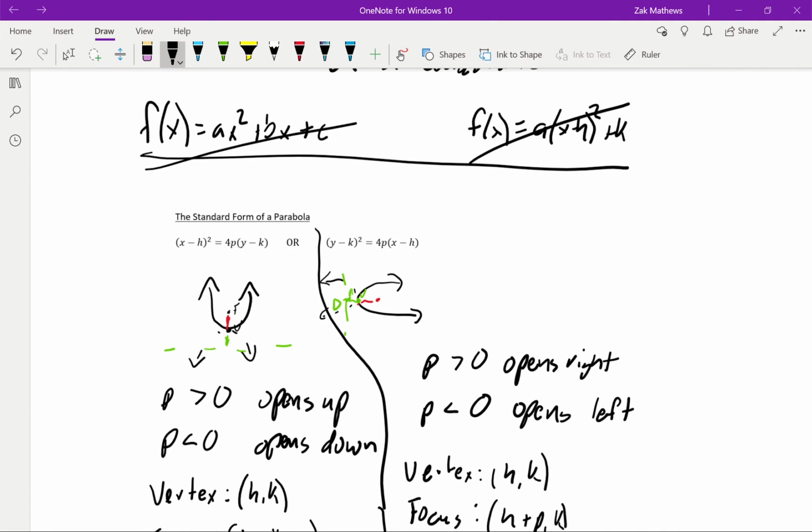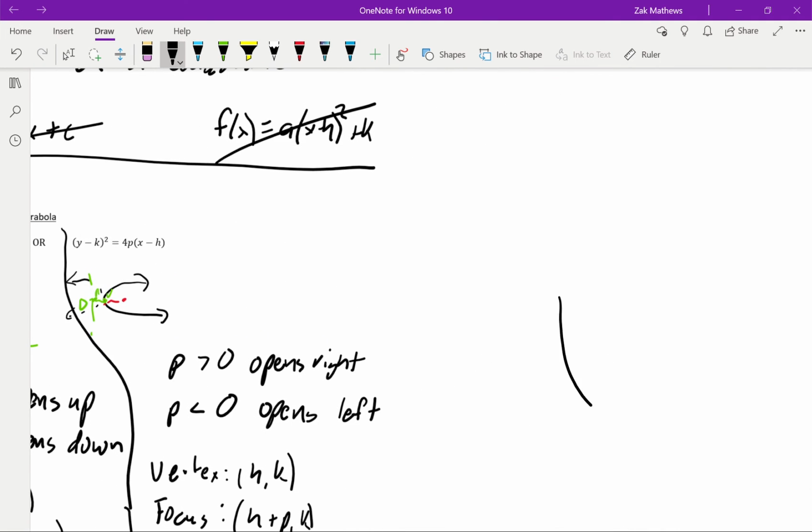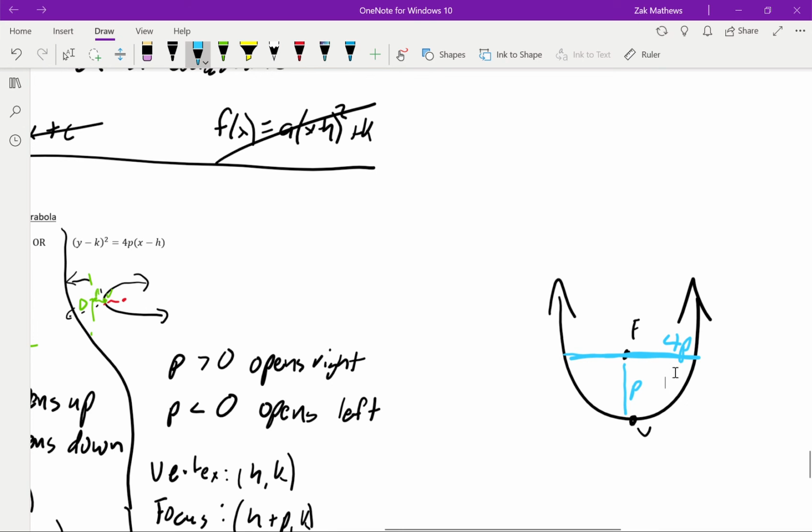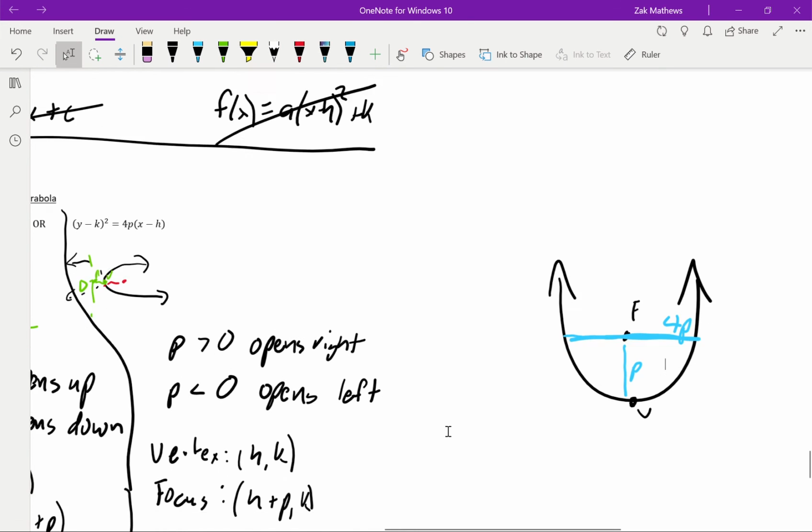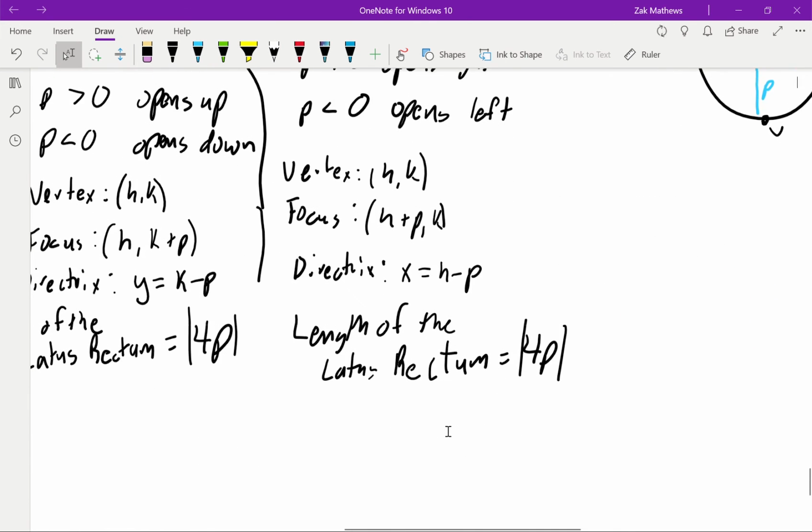So again, let me draw a bigger parabola off here to the side. We have our vertex, wherever that might be. We have our focal point p units away from the vertex. Well, 4p, so you can see I don't have this drawn very accurately. That should be 4 times as long. 4p would be the width at that point. And so that allows me to figure out how wide these things are when I'm actually drawing them out.